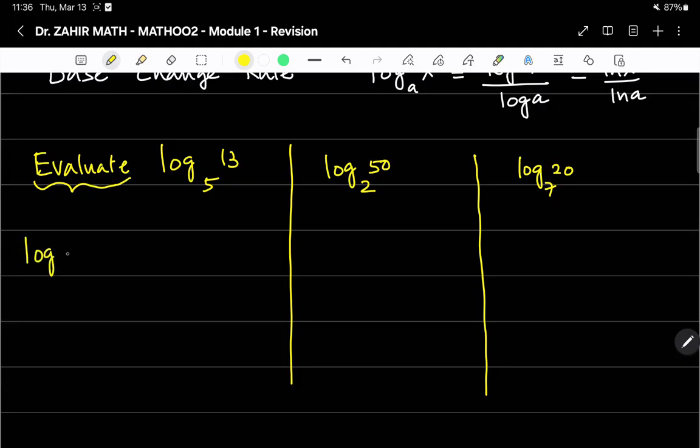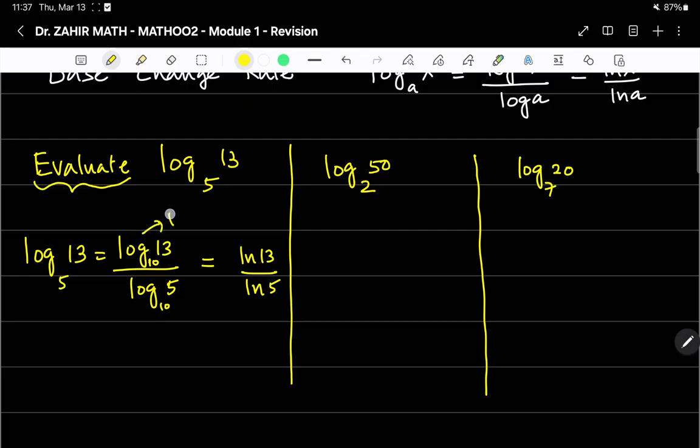So log 13 base 5 is equal to log 13 divided by log 5. Of course, its base is 10. But if you want, you can write it. If you don't want, you can leave it. No need to write base 10. So this is also equal to ln 13 divided by ln 5. Now you should use the calculator for this. This is base 10. This is base e. So what will be your answer?